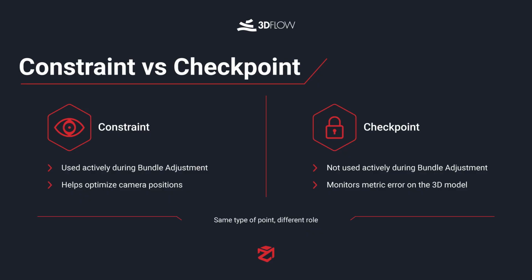Its coordinates are available inside the project, but they are not used to drive the camera optimization. Checkpoints allow the user to monitor the metric error between the 3D model and the surveyed reference data without influencing the camera optimization itself. This makes checkpoints useful for the purposes of validation.